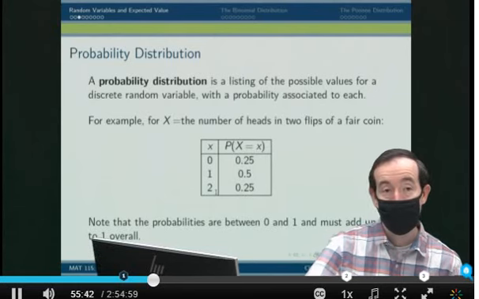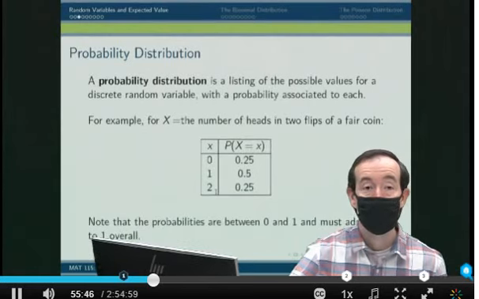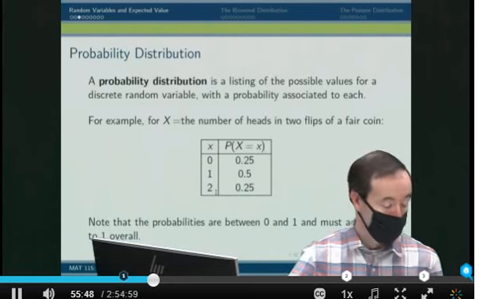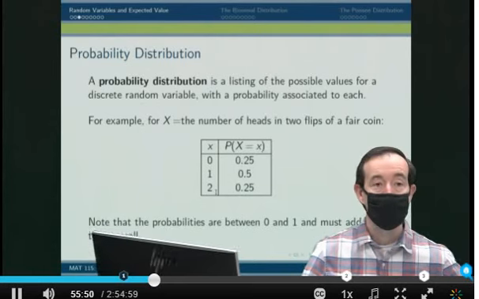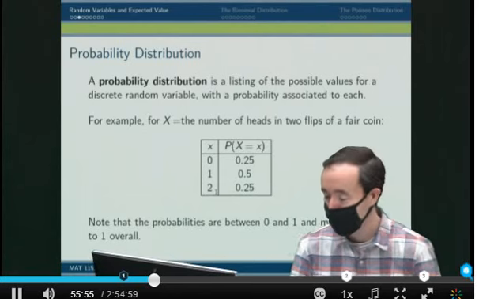And a key thing to notice, these probabilities have to add up to 1 overall, because they're covering all of the possibilities together.